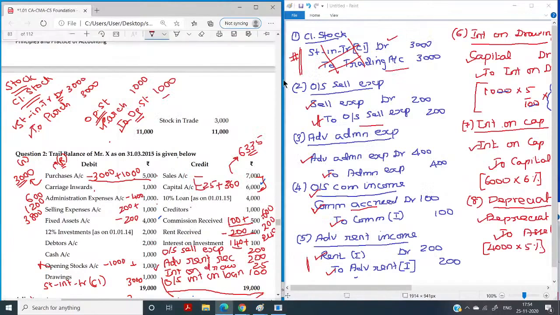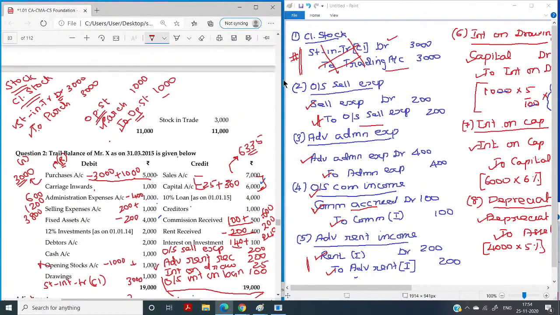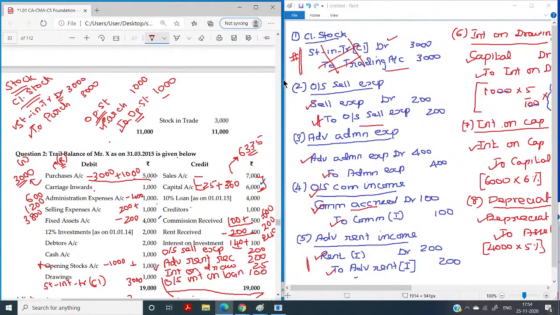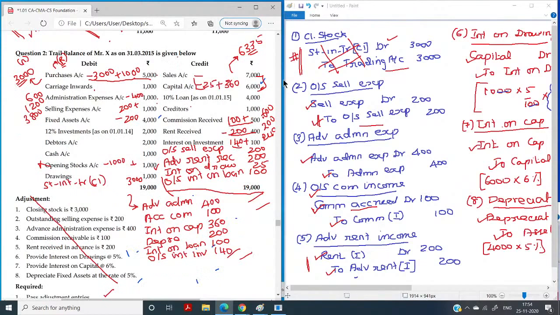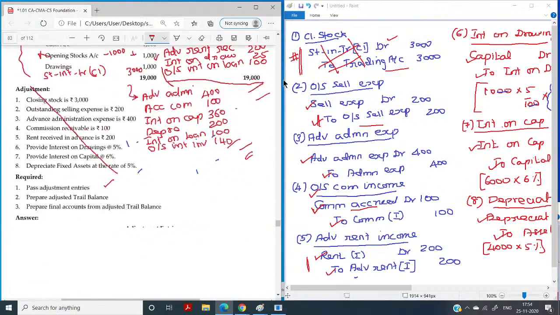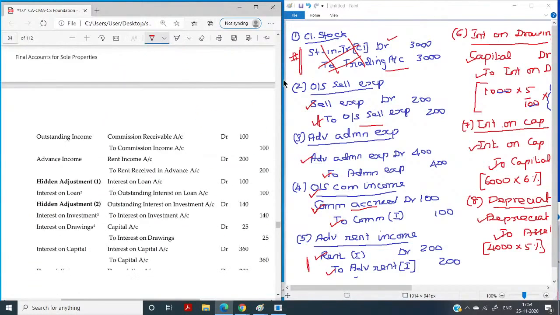I think so. Now you'll be able to understand the passing of journal entry for opening stock and closing stock put together. I hope you might have copied this. Listen, after so much of adjustments, we get the adjusted trial balance this way. The adjusted trial balance is shown here. You can copy it later.